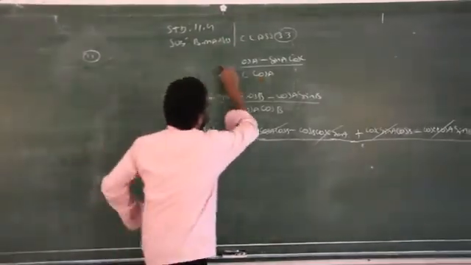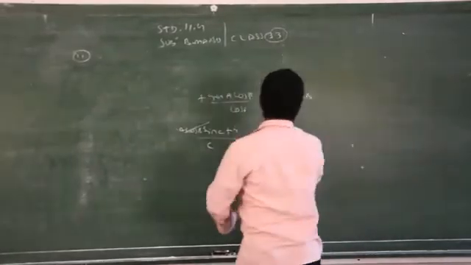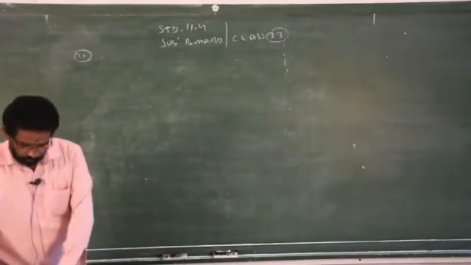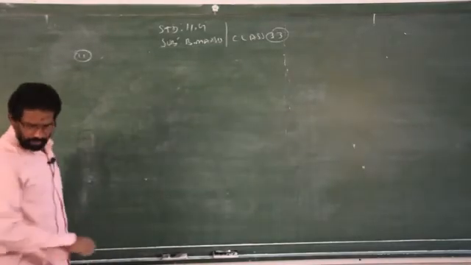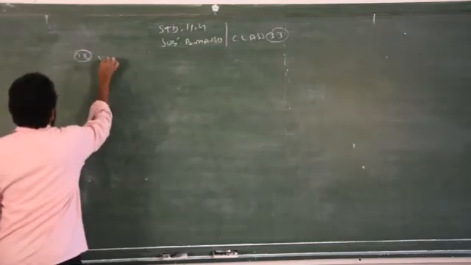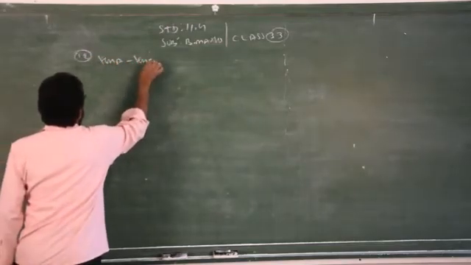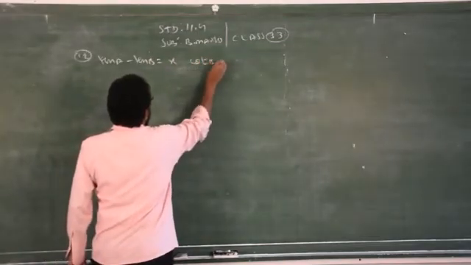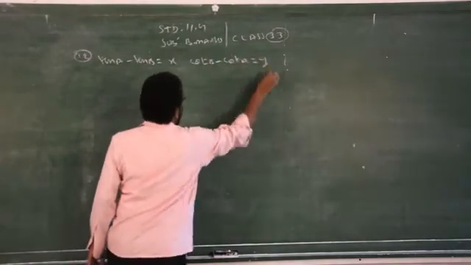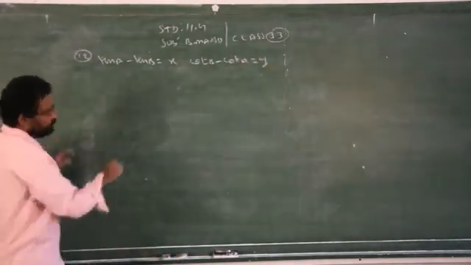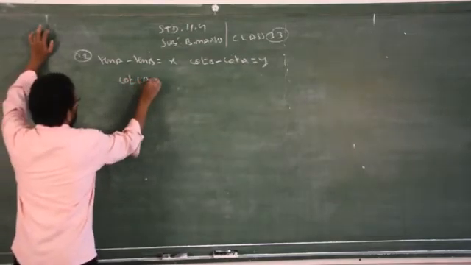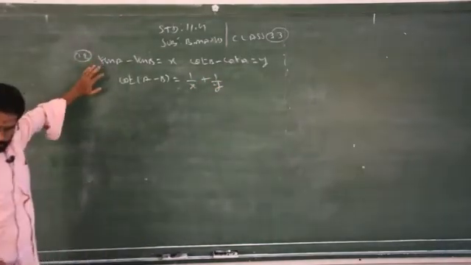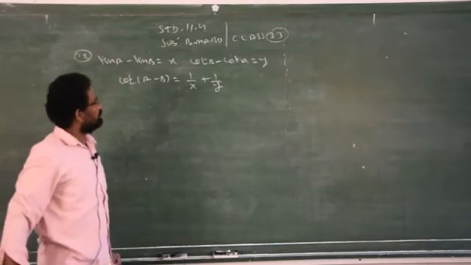So sum number 11. So next one, sum number 12. If tan A minus tan B is given as X, cot B minus cot A is given as Y, then you are asked to prove that cot(A minus B) is equal to 1 by X plus 1 by Y. So you have to prove that cot(A minus B) is equal to 1 by X plus 1 by Y.